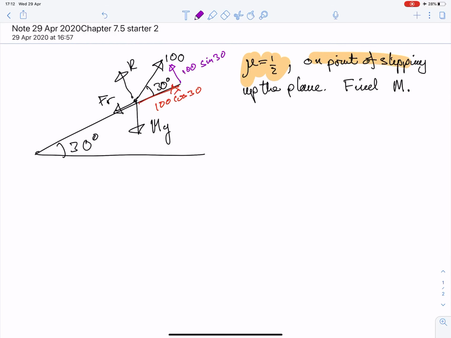Also in that direction, perpendicular to the plane, we've got a component of the weight. That's going to be mg. This angle is also 30, so mg cos of 30. And opposite the angle, but down the plane here, we've got mg sine 30 degrees.